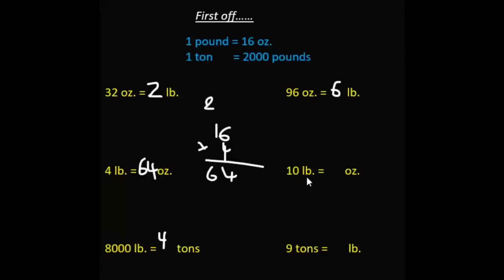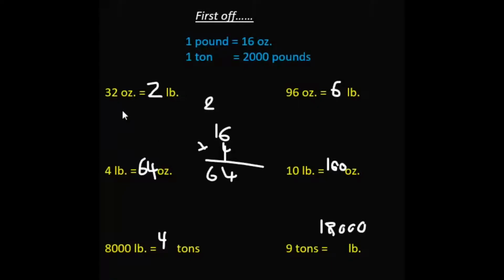Next we have 10 lb equals how many OZ? So all we have to do here is 10 times 16, which I know we can just do 16 and just add a 0 at the end. So 160 ounces is equal to 10 pounds. Next we have 9 tons equals how many lbs? All we have to do is 9 times 2,000, which is basically 9 times 2. So 1 second. So 9 times 2 is 18, so 18,000 pounds.